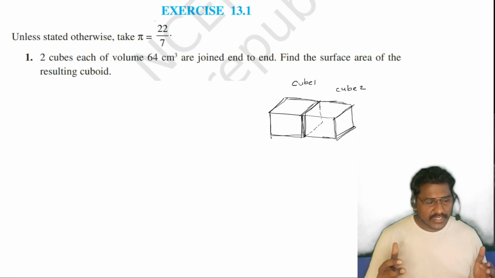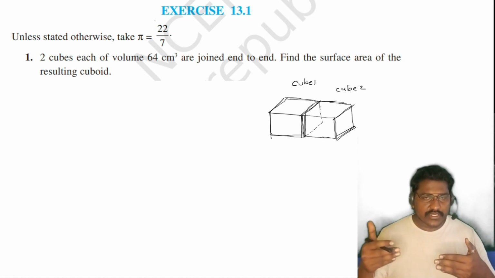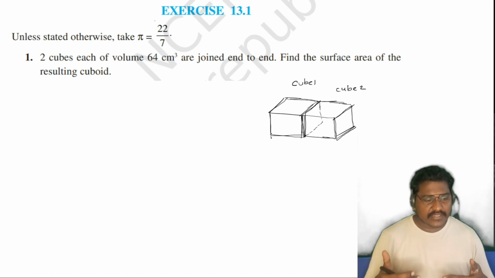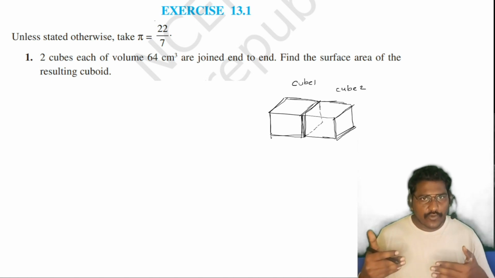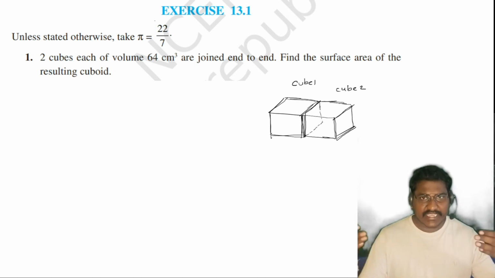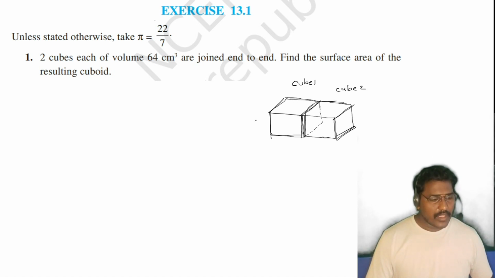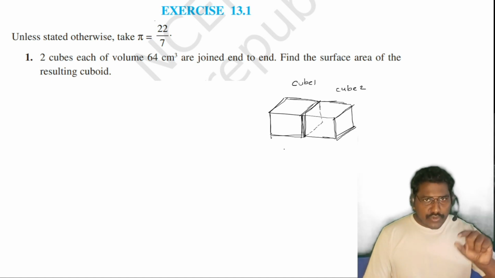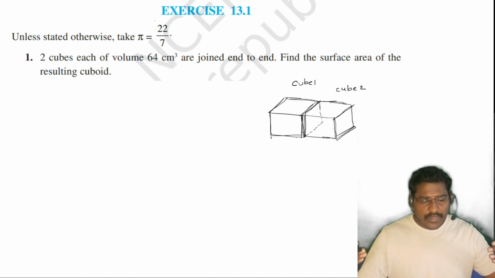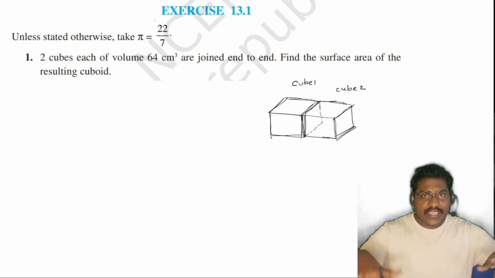In the first sentence of the question itself, it was clearly stated that 2 cubes each of volume 64 centimeters cube are joined end to end or side to side. Now since we should know the dimensions of this cuboid, here cube 1 and cube 2 are joining end to end, which will overall look like a cuboid.